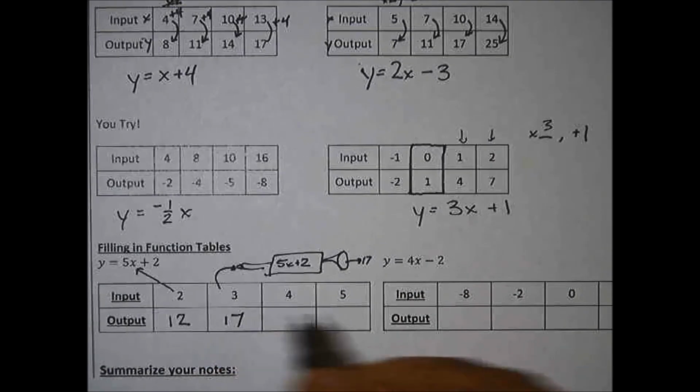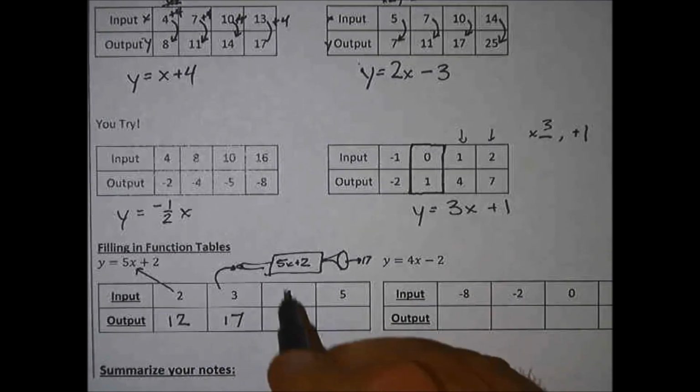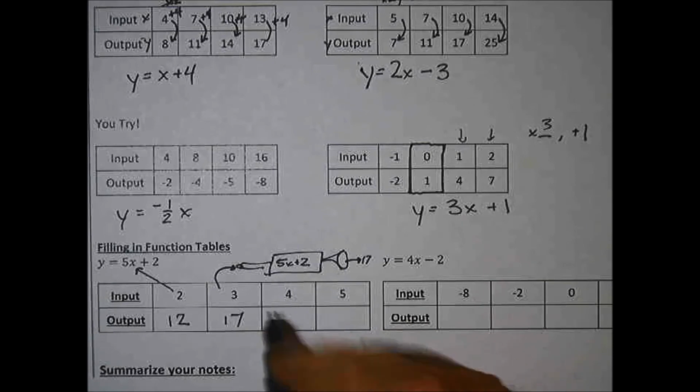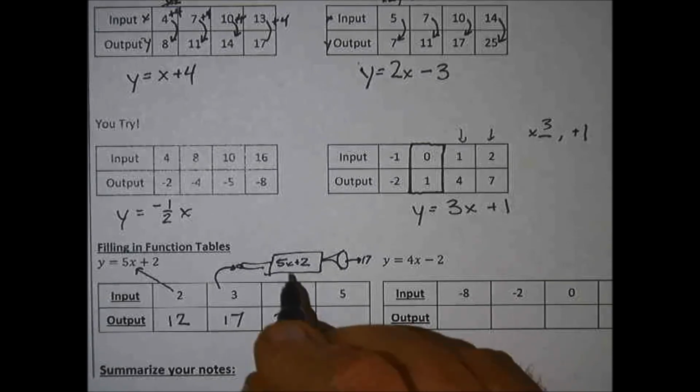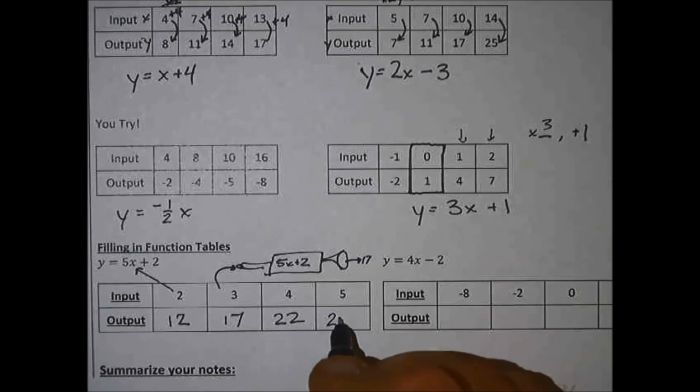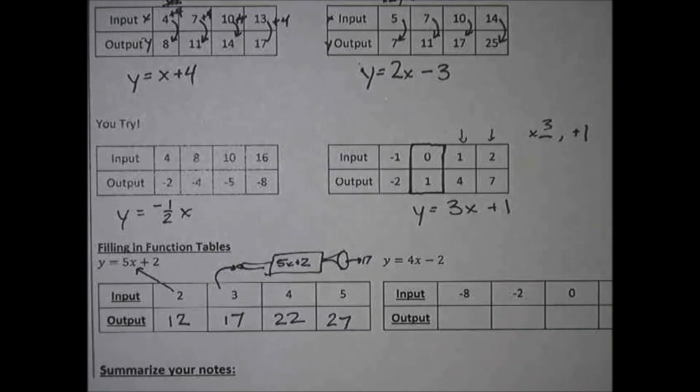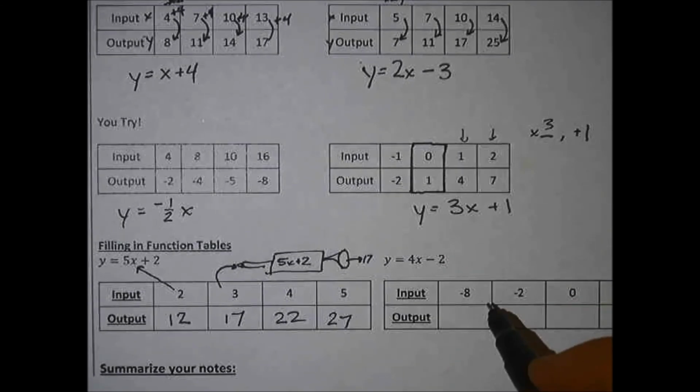Okay? And you can picture doing that with all these numbers. 4 times 5 is 20, plus 2 is 22. 5 times 5 is 25, plus 2 is 27. Okay? Now, that's just that great stuff that we used in evaluating expressions. I think it was like 2 sections ago. And we're putting it to good use here. All right, let's go to the next one.